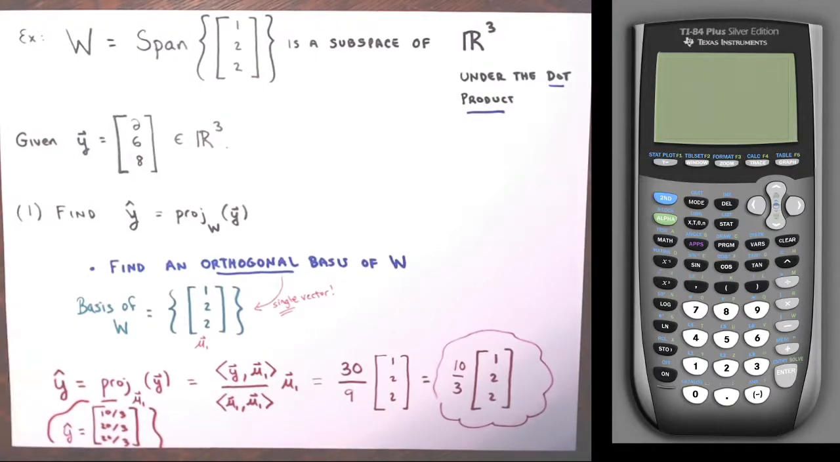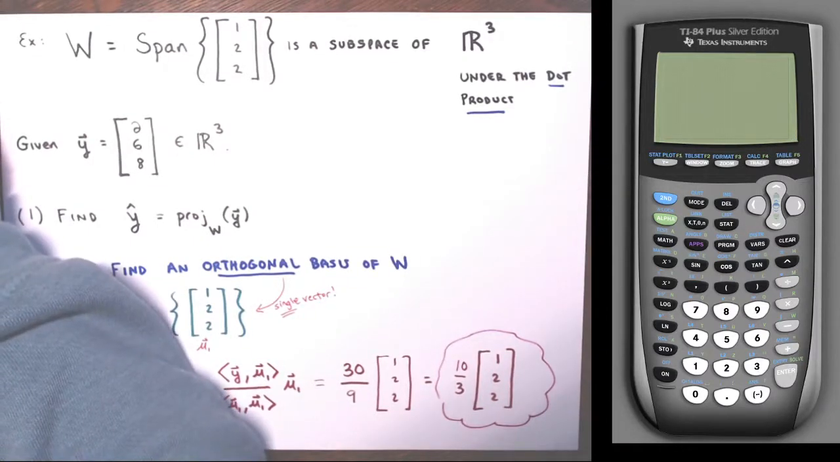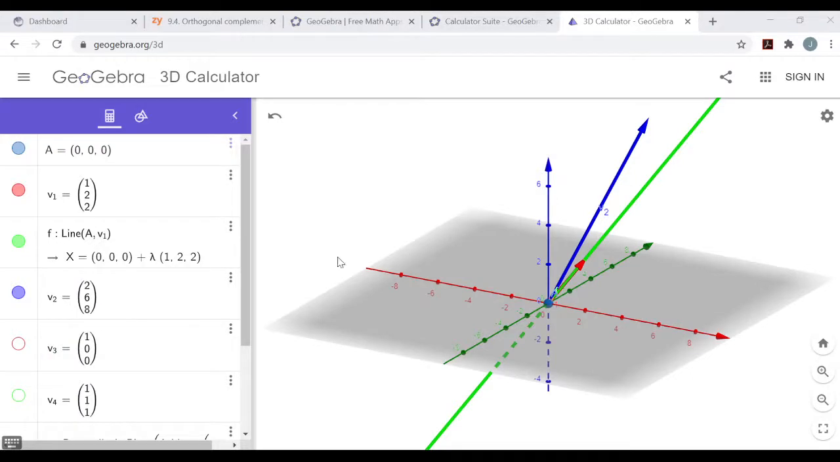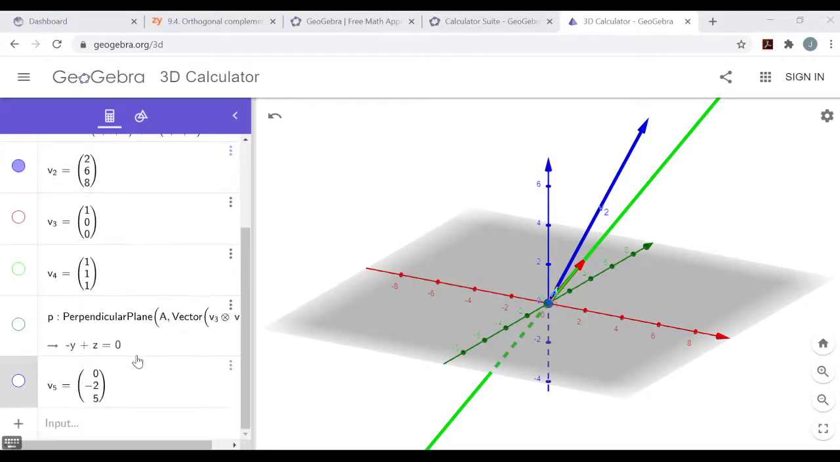Let's see this. I'm going to go back to the GeoGebra website and put in a new vector, which is 10/3 times the vector 1, 2, 2. This is my 6th vector in this picture, so v6 equals 10/3 times the vector 1, 2, 2.